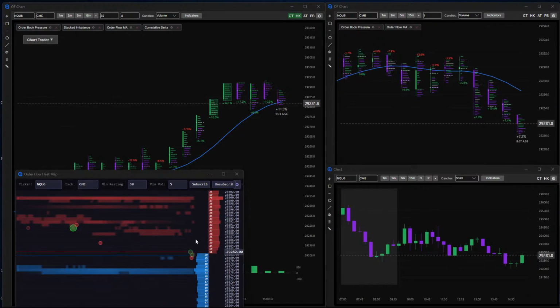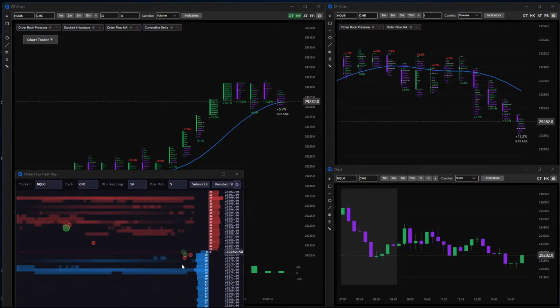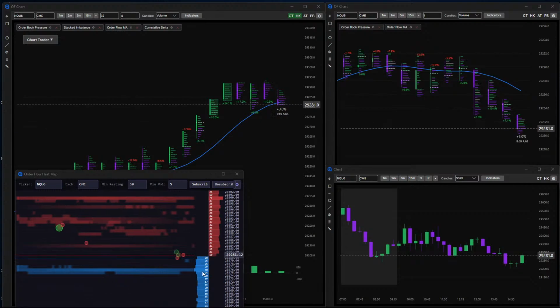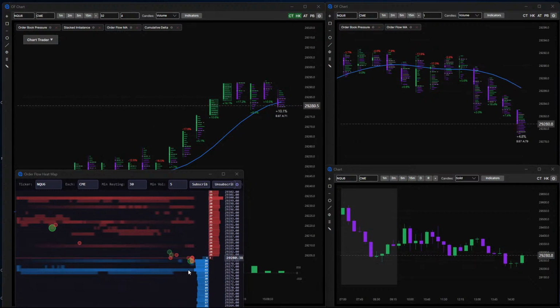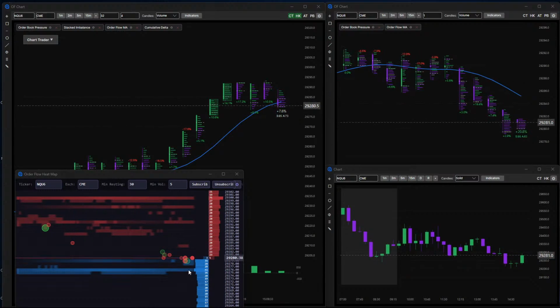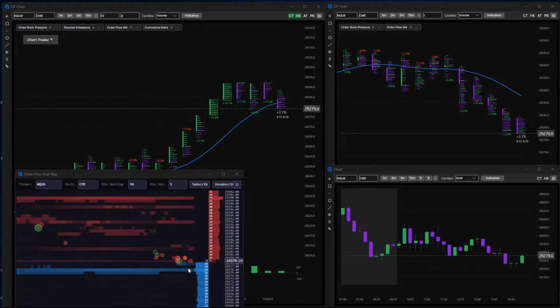But yeah, the heat map is good. Like right here, you got 44 sitting on the bid right there at 276. You can use that little floor right there. You can use that as support if you want.